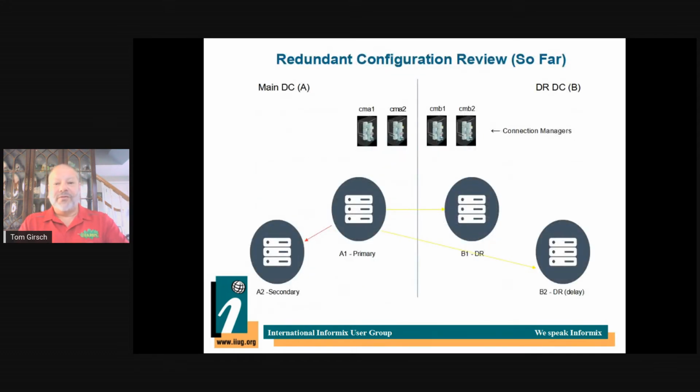So here's an overview of what I've just described in detail. We have our primary data center on the left and our secondary data center, or our DR, disaster recovery data center, on the right. And from the Informix perspective, we have two connection managers on each side of the line. We have a primary and a secondary server, HDR primary, HDR secondary in the primary data center. The second data center has two RSS servers, two DR servers. One of them is intentionally kept on, depending on the system, a 12 to 24 hour delay. We jokingly call it the time machine.